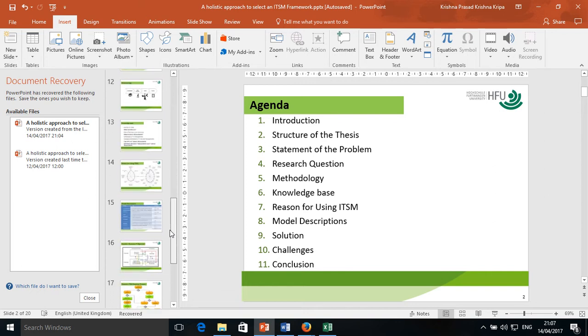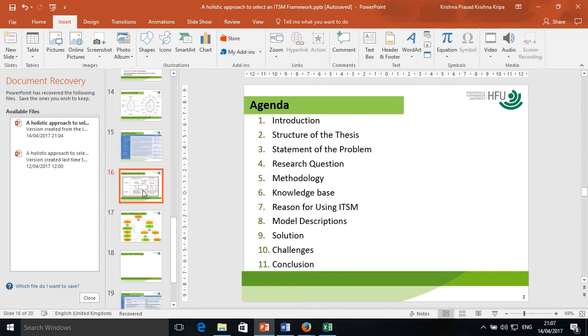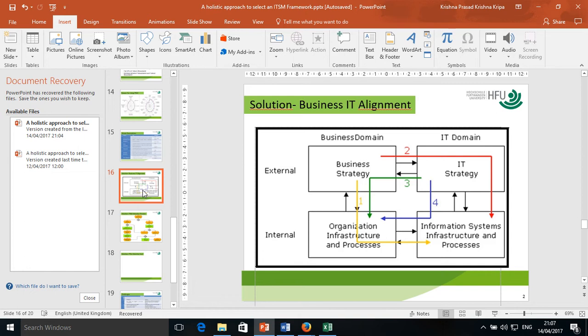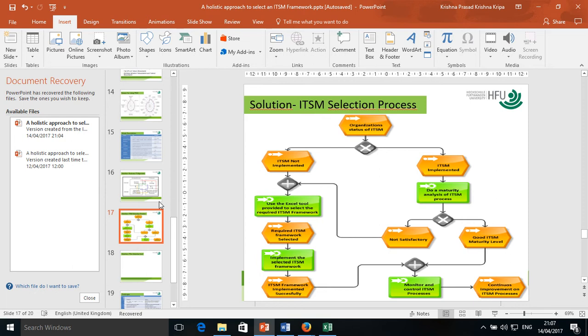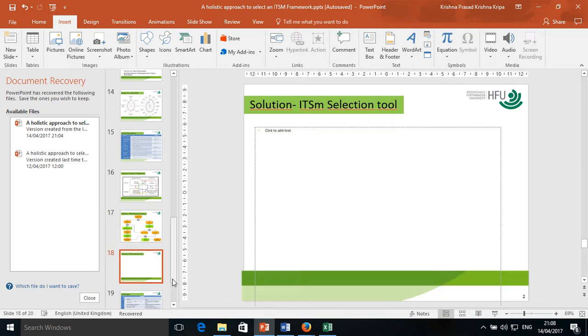So here, in the solution part, I discussed business IT alignment, and then I also explained how this ITSM selection process with this tool is supposed to be. Wherever I mention this Excel tool, I actually mean this ITSM selection tool. So let us see how it works.